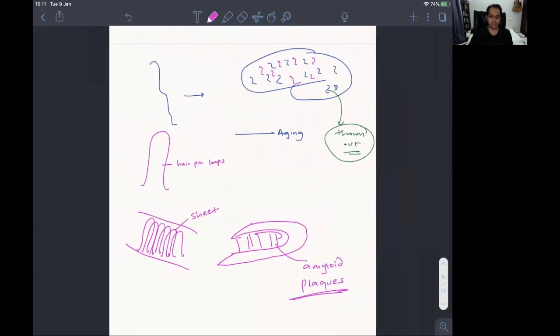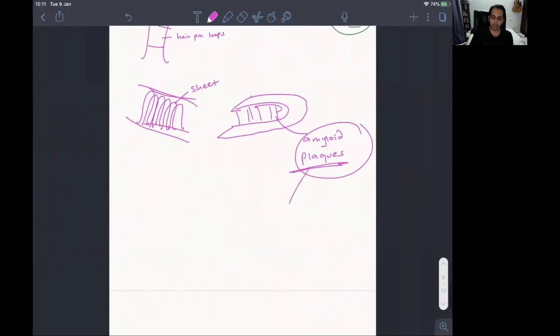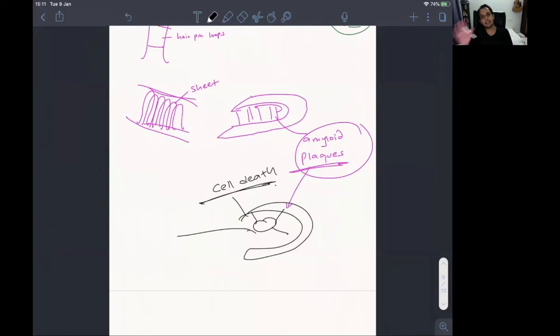So it's a long process. You need amyloid proteins to accumulate, then you need these amyloid proteins to form these hairpin loops, then those hairpin loops will form the sheet, and that will form the plaques. And then finally, once these plaques form, they will wrap themselves around neurons and cause cell death. This is the basic concept of amyloid plaques causing neural death.